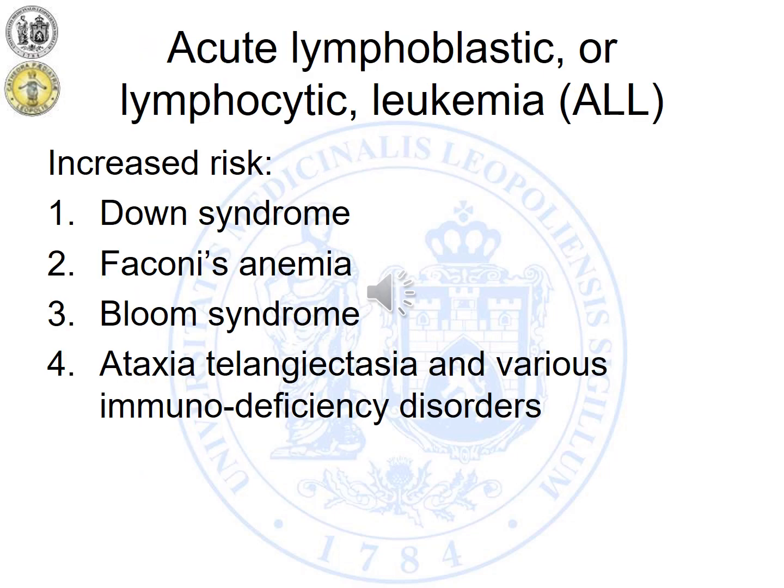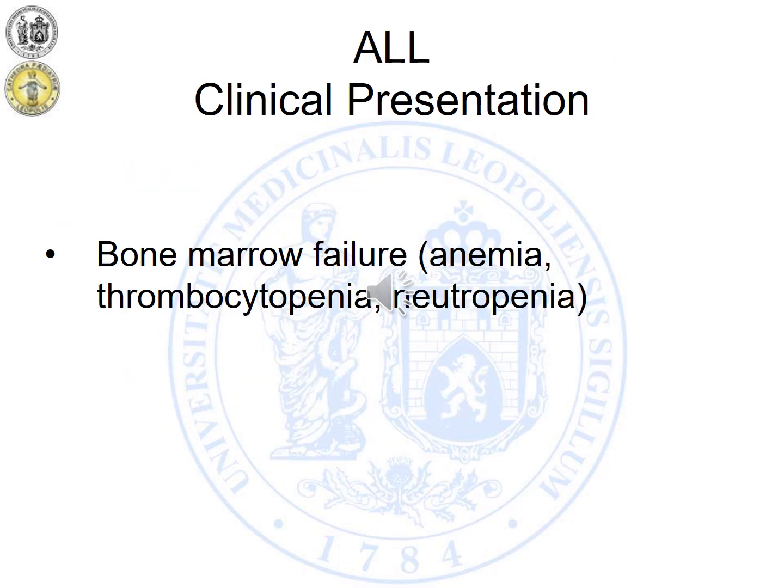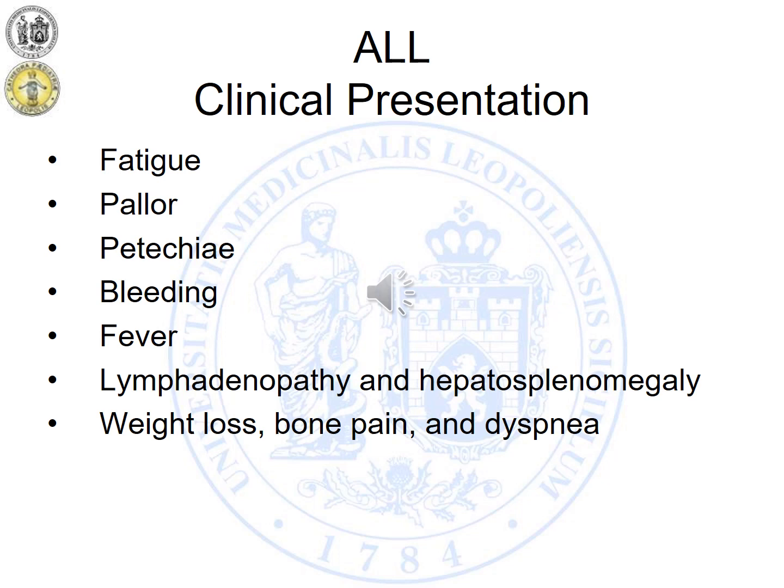Children at risk of having acute lymphoblastic leukemia include children with Down syndrome, Fanconi's anemia, Bloom syndrome, ataxia telangiectasia, and various immunodeficiency disorders. Because the bone marrow is replaced with leukemic blasts, patients present with signs of bone marrow failure, including anemia, thrombocytopenia, and neutropenia.